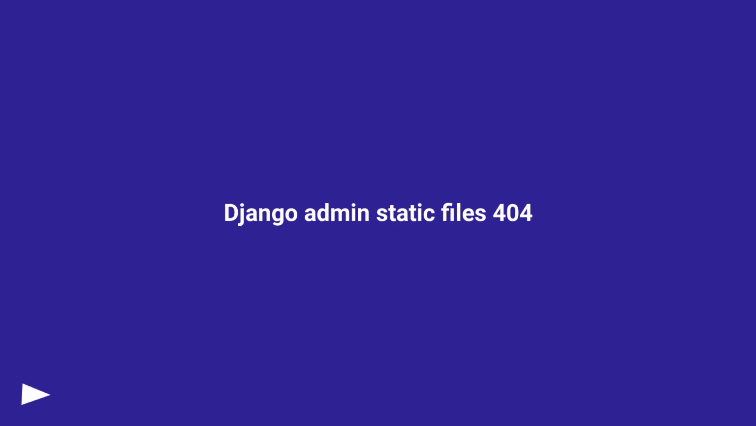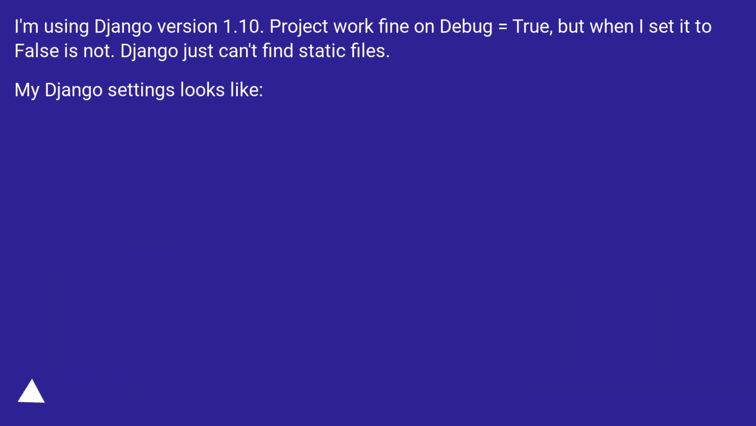Django admin static files 404. I'm using Django version 1.10. The project works fine with DEBUG equals True, but when I set it to False it does not. Django just can't find static files. My Django settings look like this.